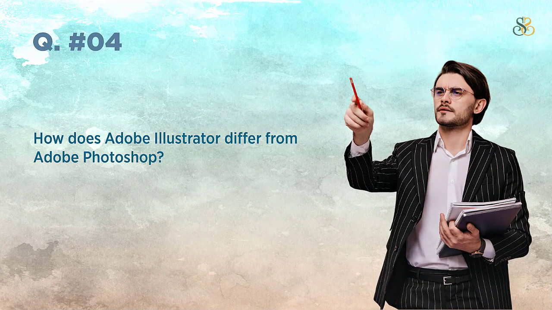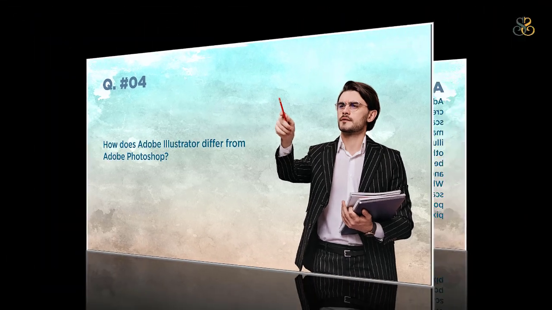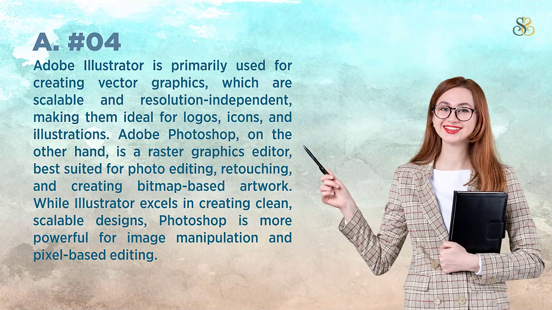How does Adobe Illustrator differ from Adobe Photoshop? Adobe Illustrator is primarily used for creating vector graphics, which are scalable and resolution independent, making them ideal for logos, icons, and illustrations. Adobe Photoshop, on the other hand, is a raster graphics editor, best suited for photo editing, retouching, and creating bitmap-based artwork. While Illustrator excels in creating clean, scalable designs, Photoshop is more powerful for image manipulation and pixel-based editing.